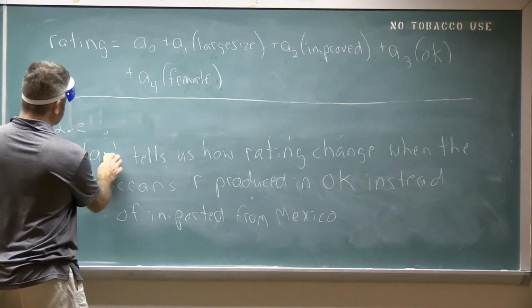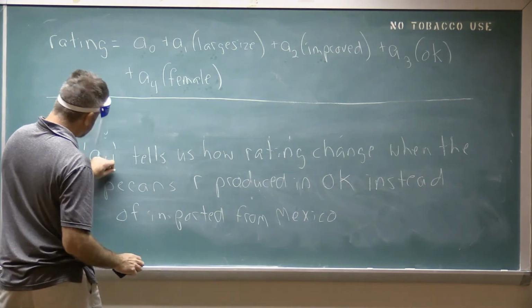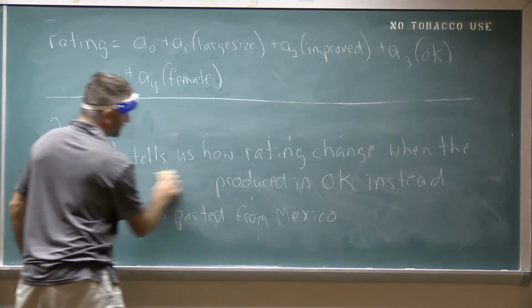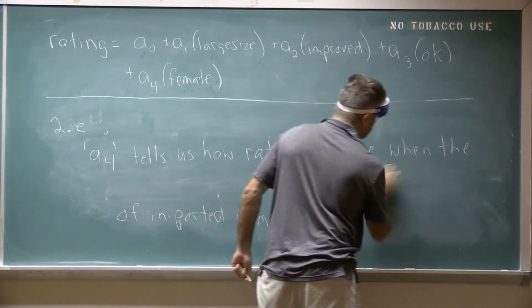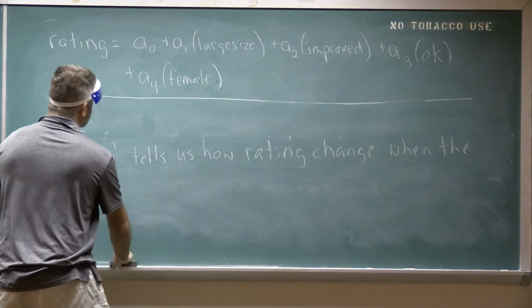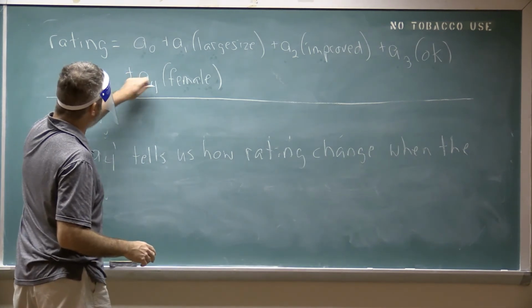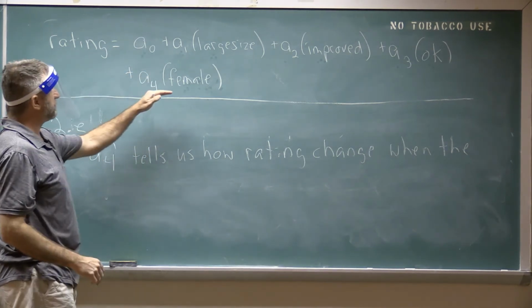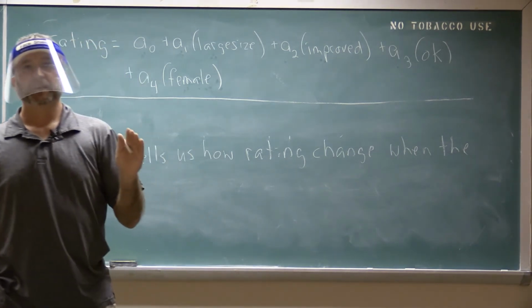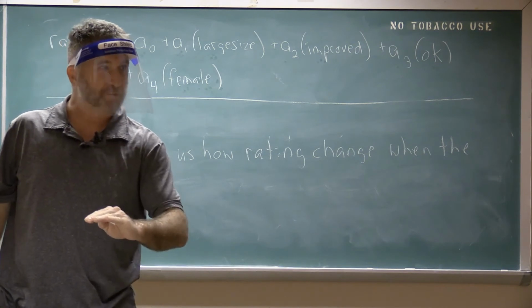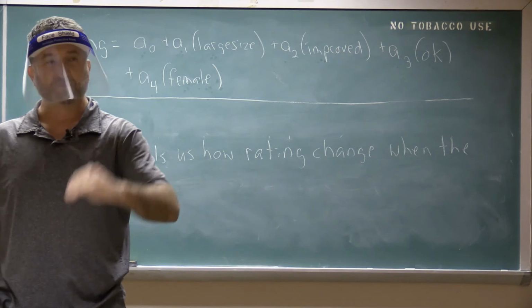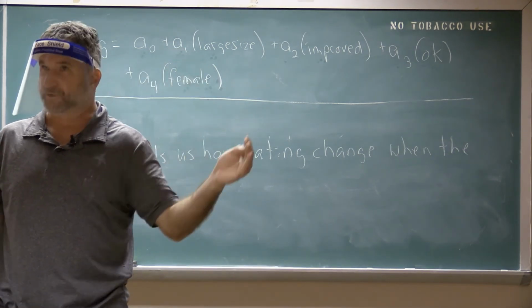E is asking about the coefficient A4. A4 is multiplied by the female indicator variable. So A4 only has an impact on ratings when female goes from 0 to 1. And when female is 0, what's that refer to, Jindal? Male. And when female is 1, it refers to female.